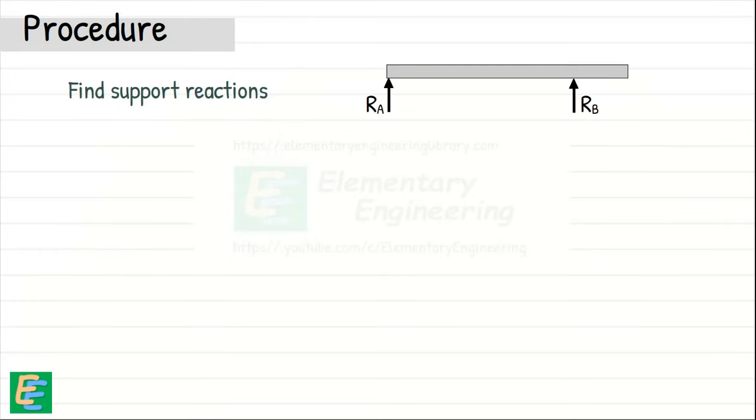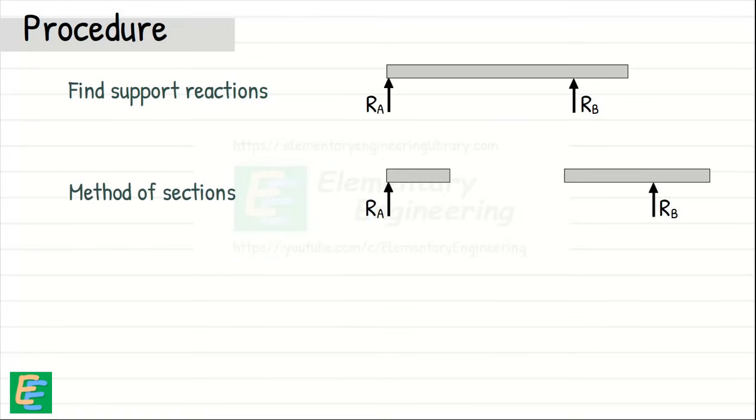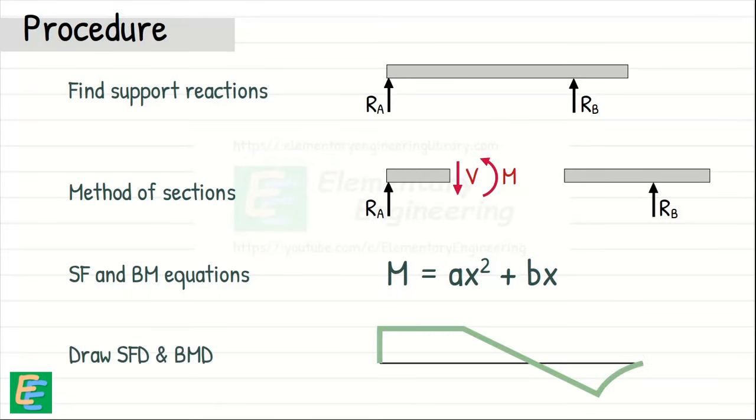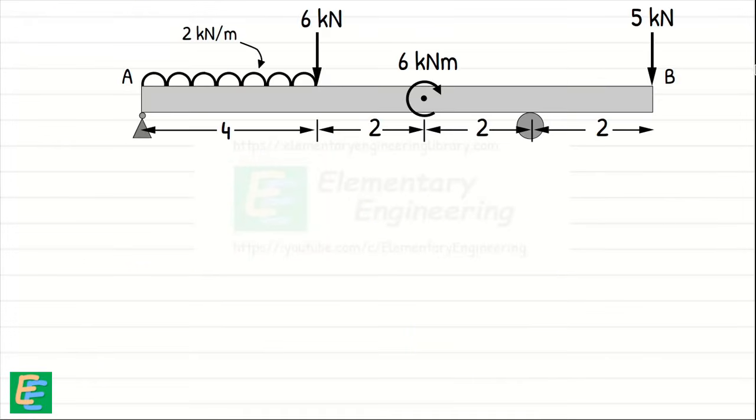Our usual procedure is simple. First, we find the support reactions using equilibrium conditions. Then, we section the beam at different locations, specifically before and after every change in loading. This exposes the internal shear forces and the bending moments. We apply equilibrium to those sections and obtain expressions for the shear force and bending moment. Finally, we draw the shear force diagram and bending moment diagram. So now let's begin by calculating the support reactions.